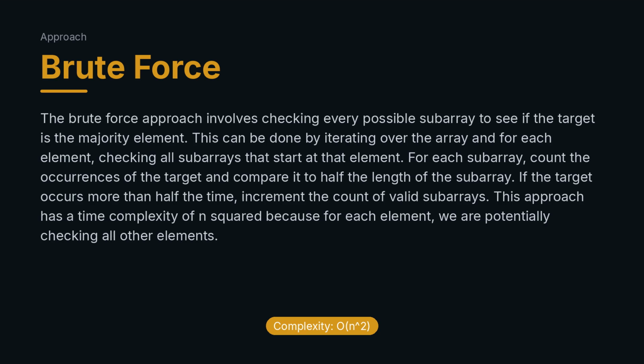The brute force approach involves checking every possible subarray to see if the target is the majority element. This can be done by iterating over the array and for each element, checking all subarrays that start at that element. For each subarray, count the occurrences of the target and compare it to half the length of the subarray. If the target occurs more than half the time, increment the count of valid subarrays. This approach has a time complexity of n squared because for each element, we are potentially checking all other elements. The complexity here is n squared.